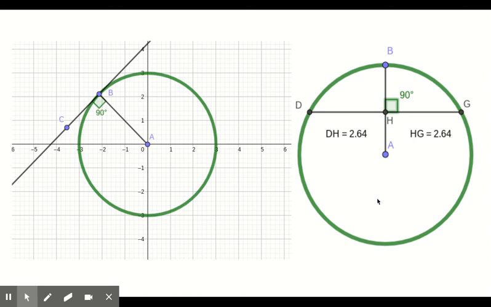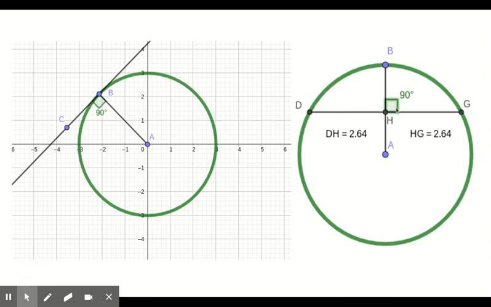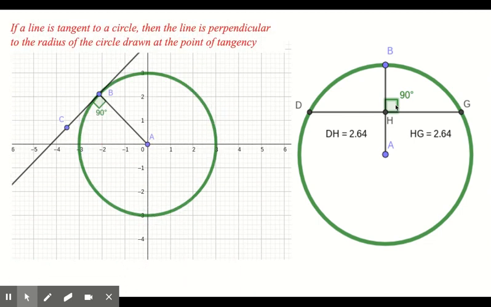Again, we take a look at our example just to reiterate that our radius bisecting a chord creates the 90-degree angle. If a line is tangent to a circle, then the line is perpendicular to the radius of the circle drawn at the point of tangency. A radius that is perpendicular to a chord of a circle bisects the chord. And that's all we have.